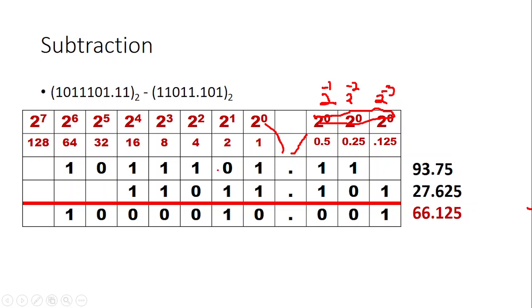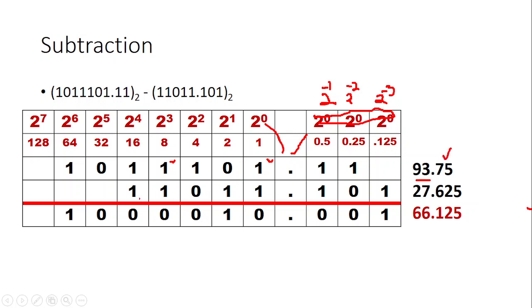So let's start with the numbers. What we have here is 1 at this location, 64 plus 16, that is going to be 80. 80 plus 8 is 88. 88 plus 4 is 92, plus 1 is 93, and you got here 0.5 plus 0.25, these are the two numbers, so this is 0.75. So you got it.